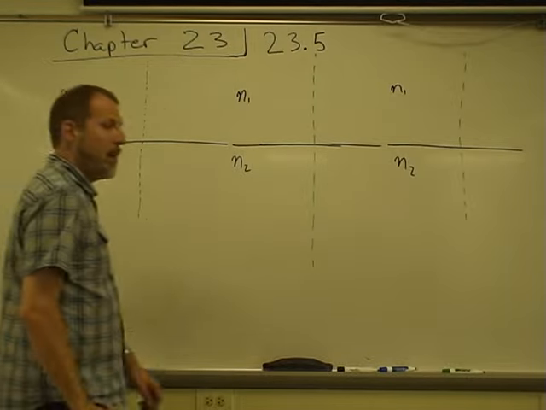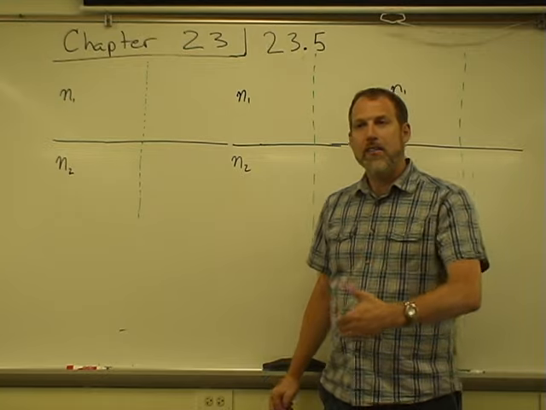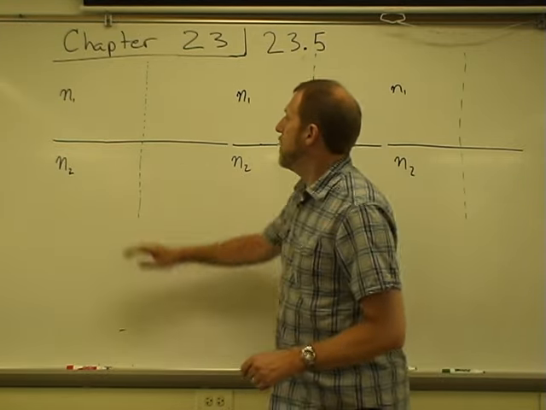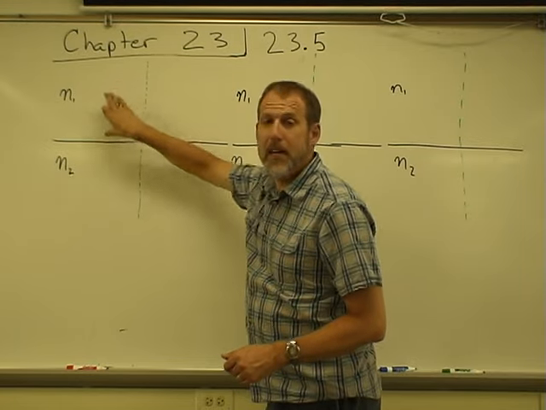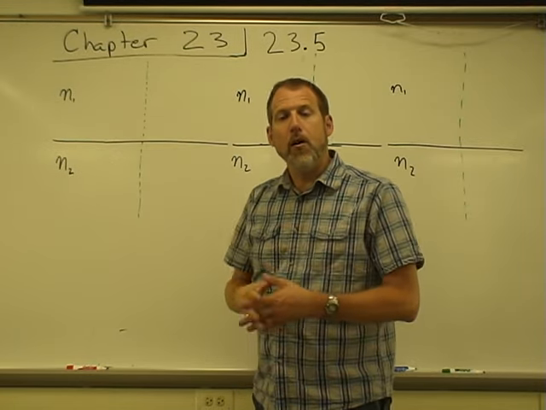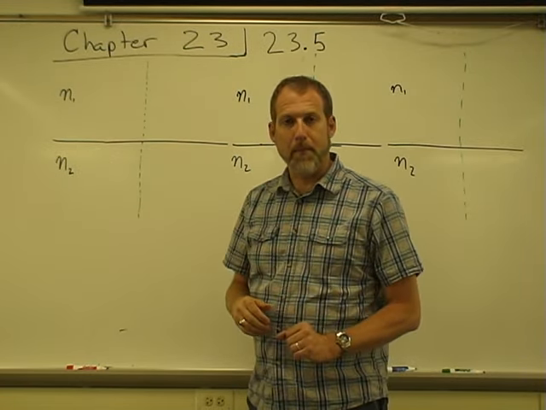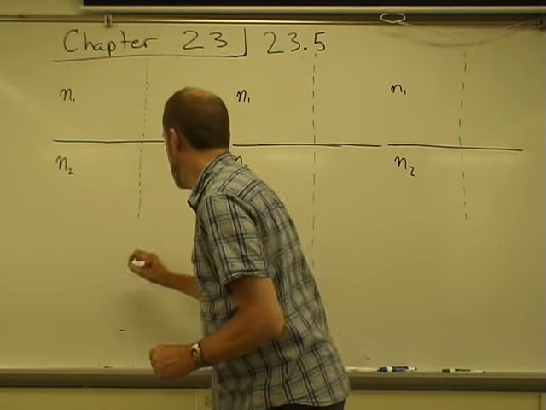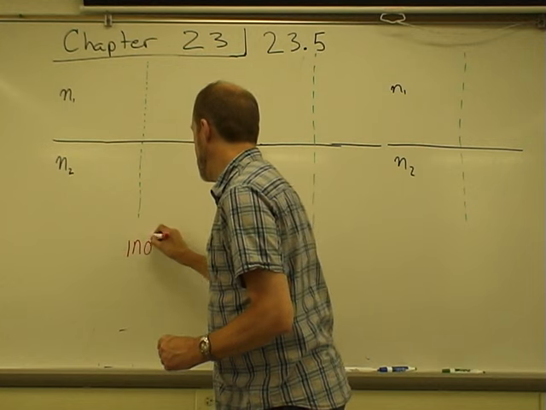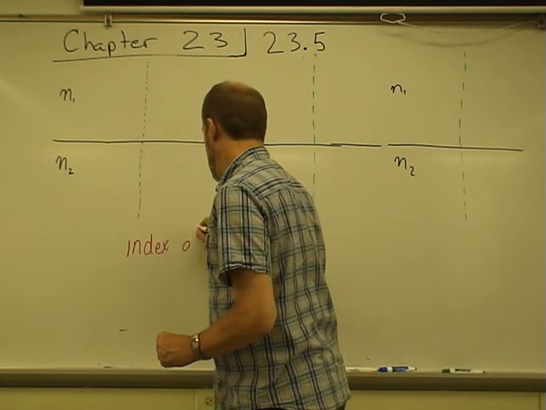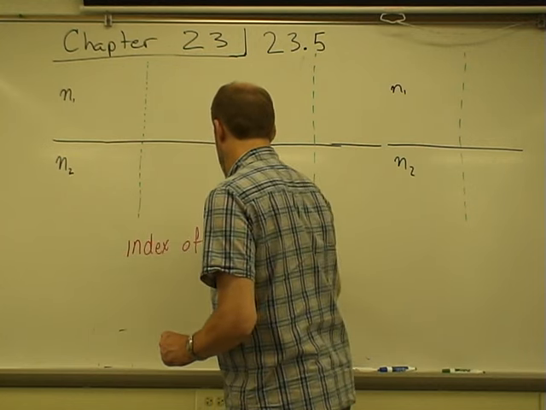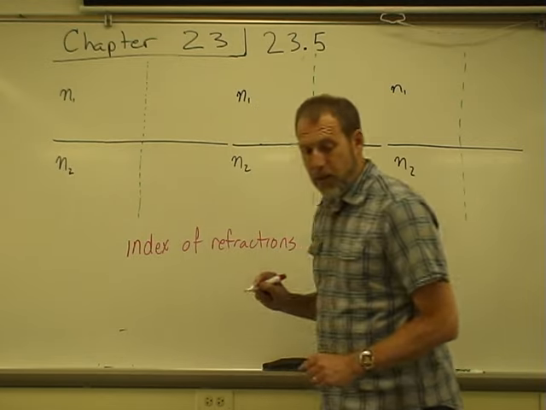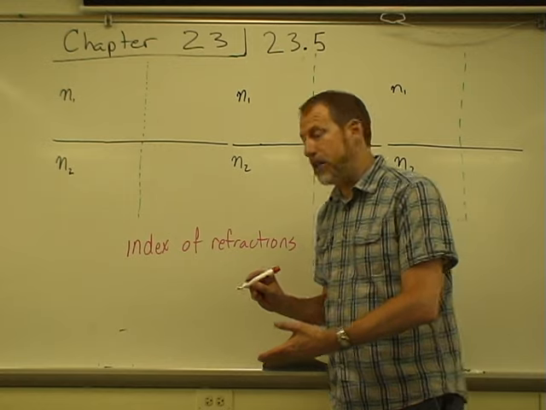Okay, let's look at light as light crosses through a boundary. Now, if I've got a particular medium light can travel through, we need a way of talking about that medium. What we're going to do is define that medium in terms of what's called the index of refraction.